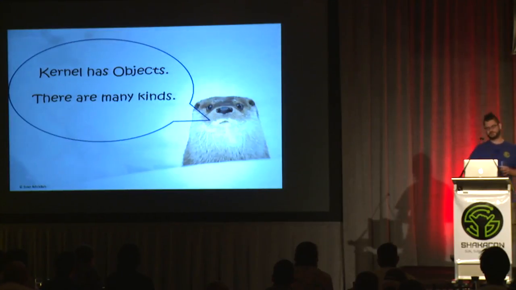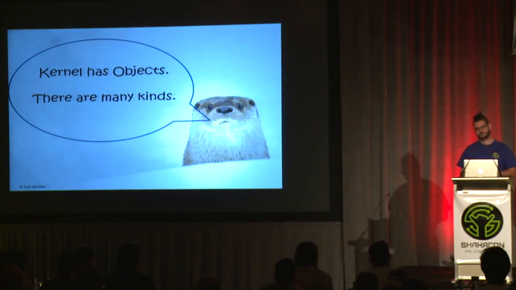So the Windows kernel also has an object hierarchy. A kernel object has a special header, which we don't need to know about just yet, but there are tons of different kinds of kernel objects. And these go in a directory. You can look at them like a file system.